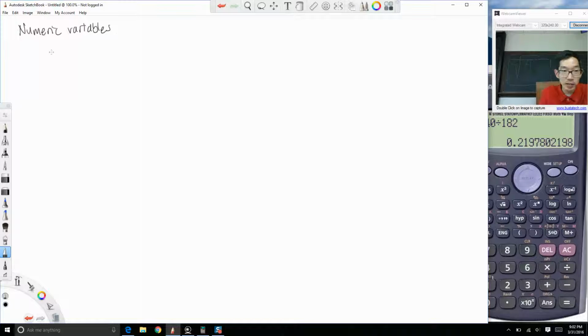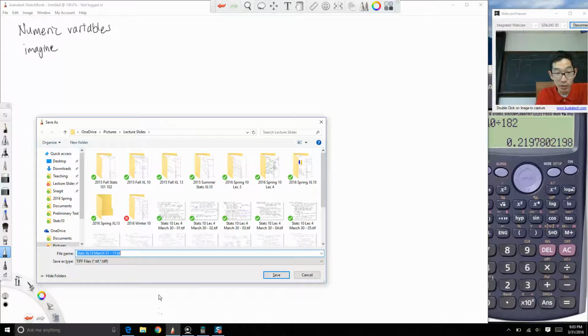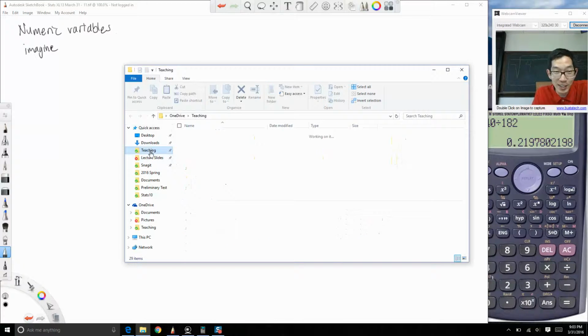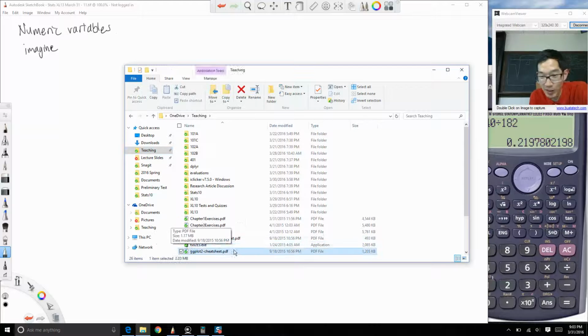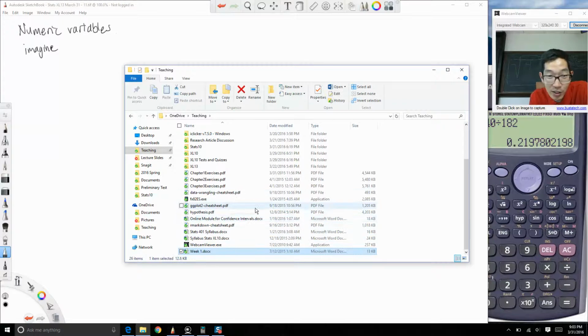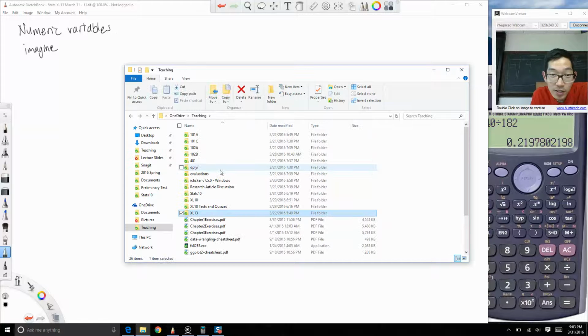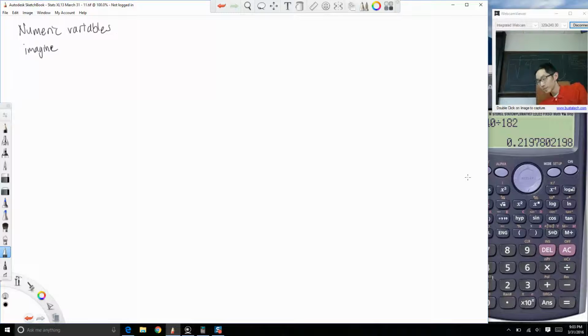Okay, so just imagine. You know what? I'm going to cheat, and I'm going to just copy a picture out of the textbook. Where did it go? Oh, maybe I don't have it. Okay, never mind. I can't do it. All right, so just imagine our data table.